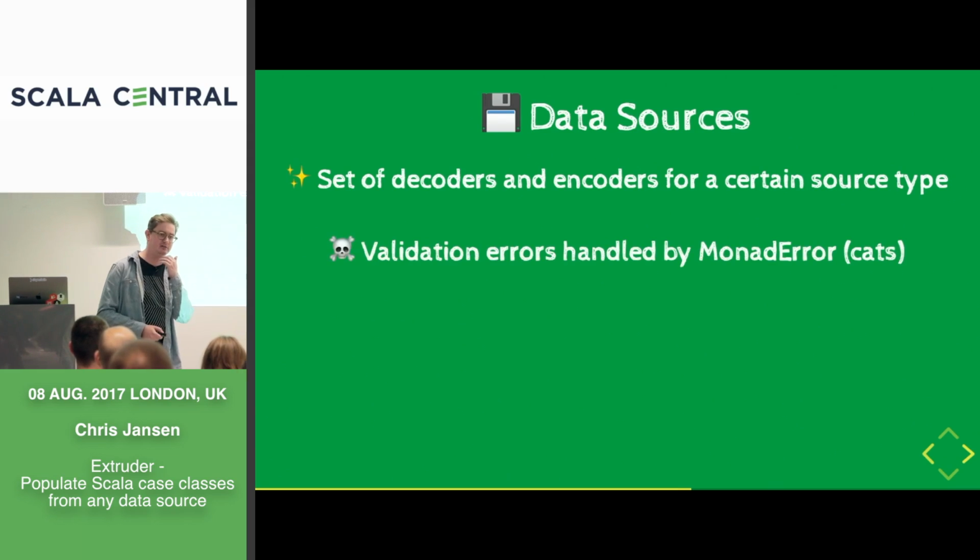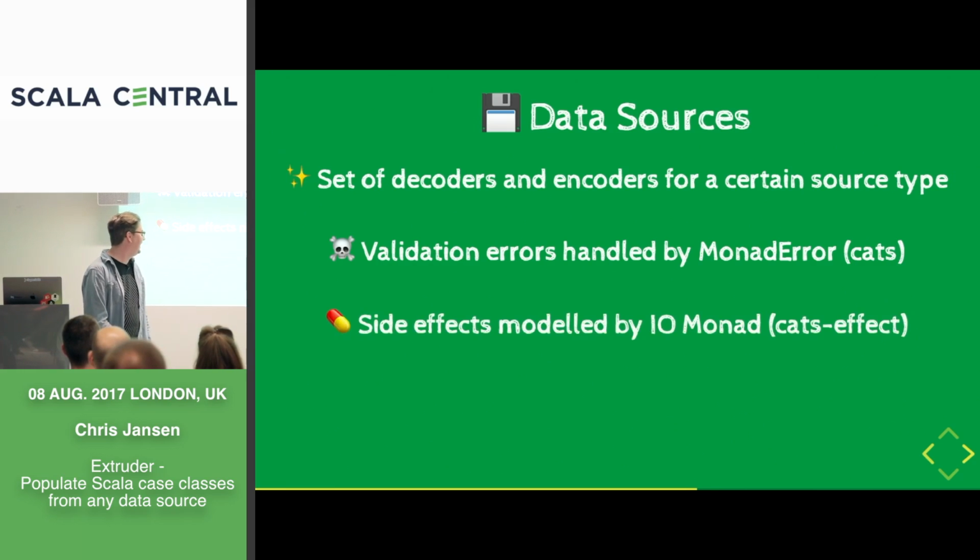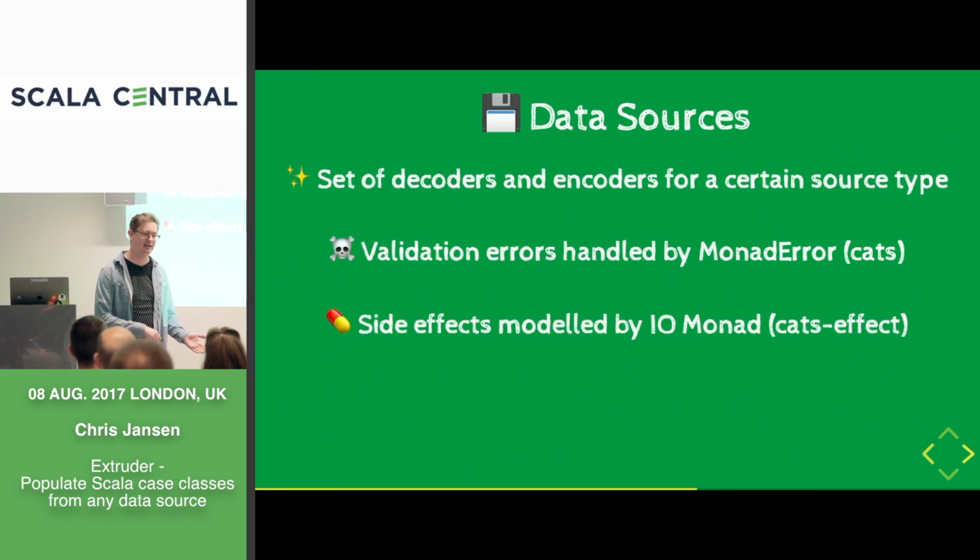Validation errors are handled by MonadError, which is an abstraction in cats. I'm not going to go into loads of detail here. We can whisper monads to each other over a pint later if anybody wants to. But also, side effects are modeled by the IO monad internally. You can choose to separate them out. I'll cover that a bit later.